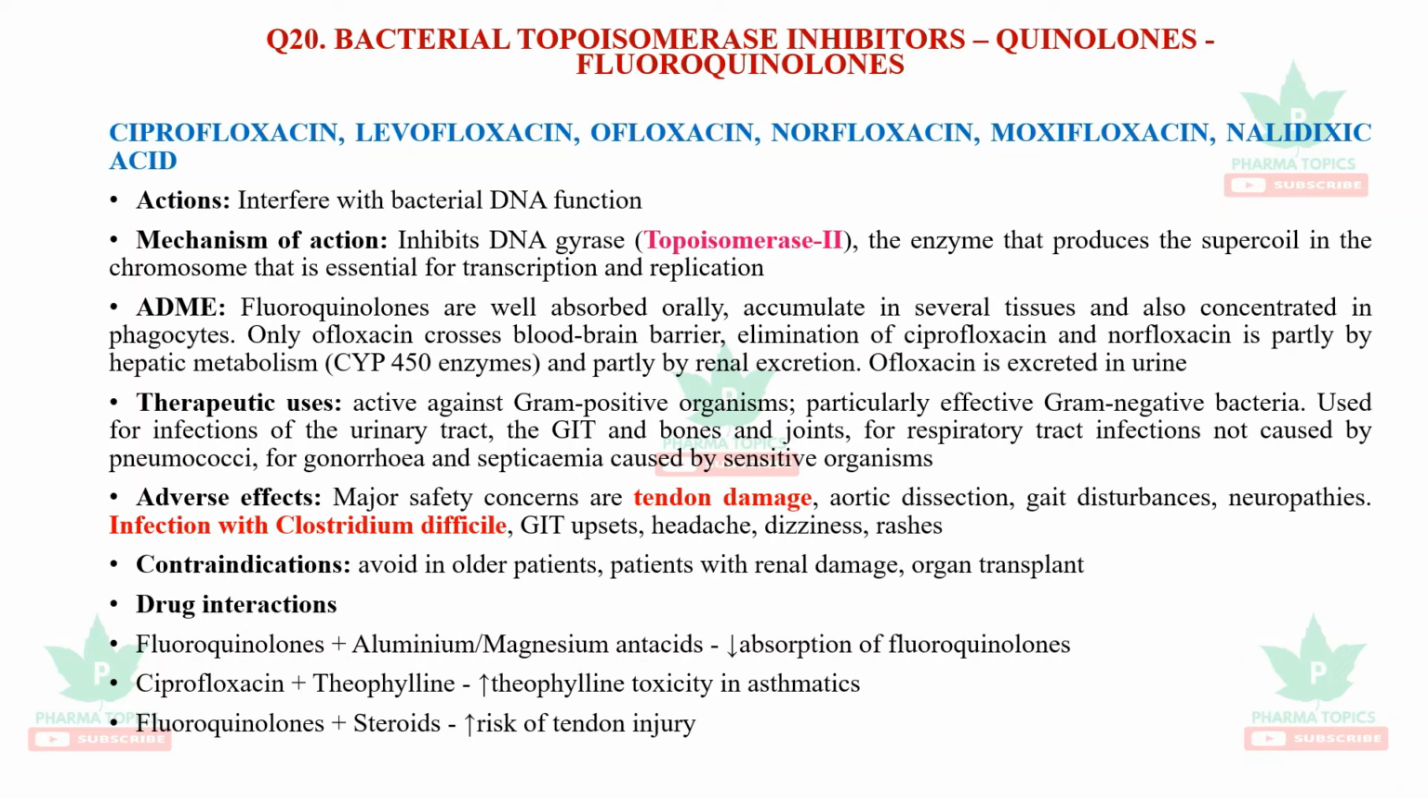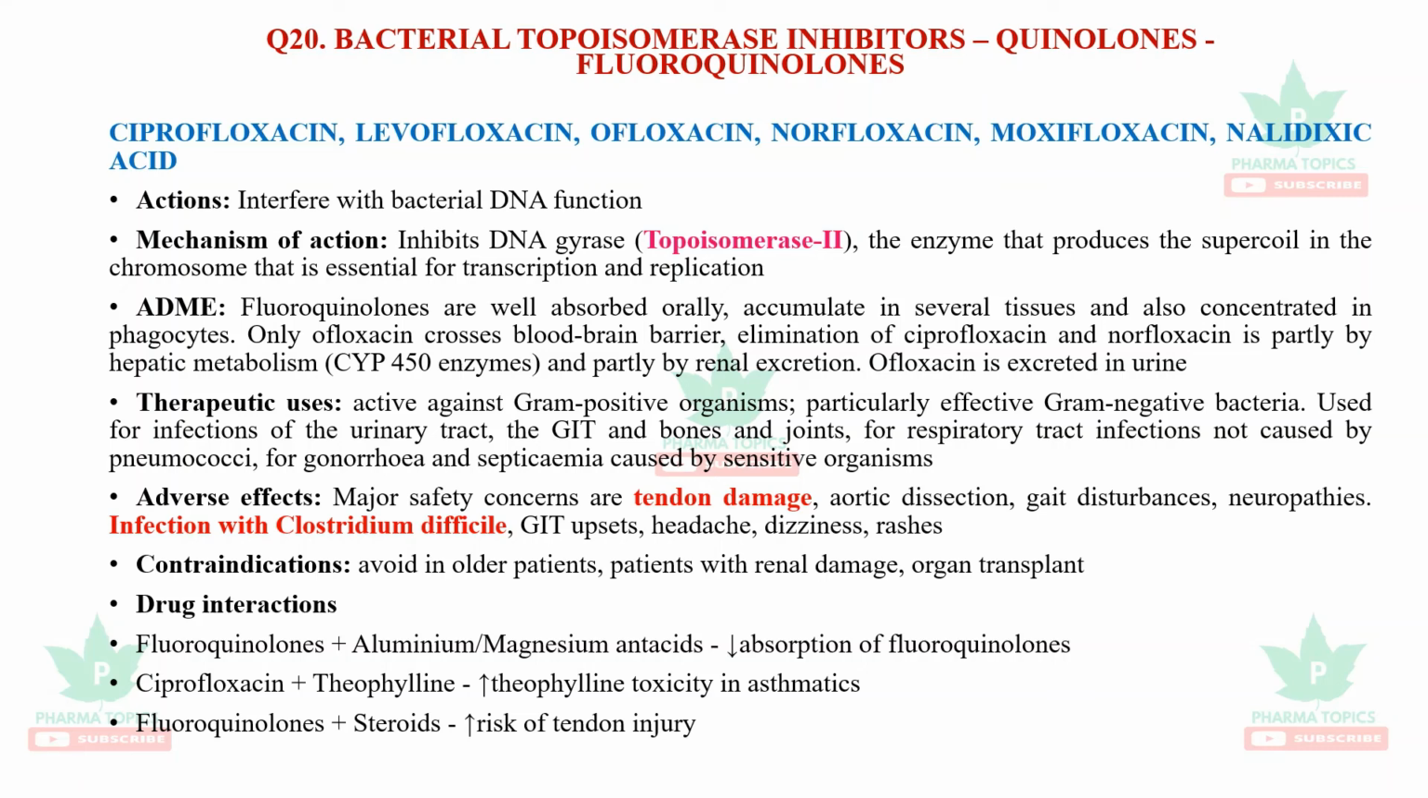Fluoroquinolones are well absorbed orally. They accumulate in several tissues and are also concentrated in the phagocytes. Only ofloxacin crosses the blood-brain barrier. Elimination of ciprofloxacin and norfloxacin is partly by CYP enzymes and partly by renal excretion. These drugs are active against gram-positive organisms, particularly gram-negative bacteria.